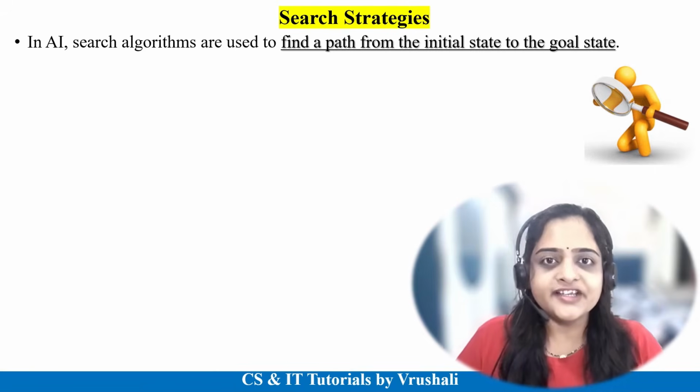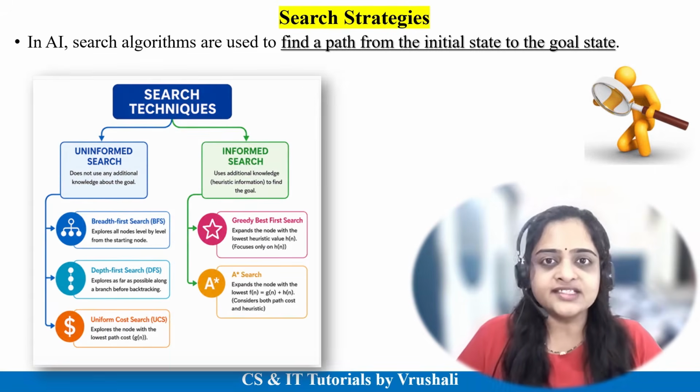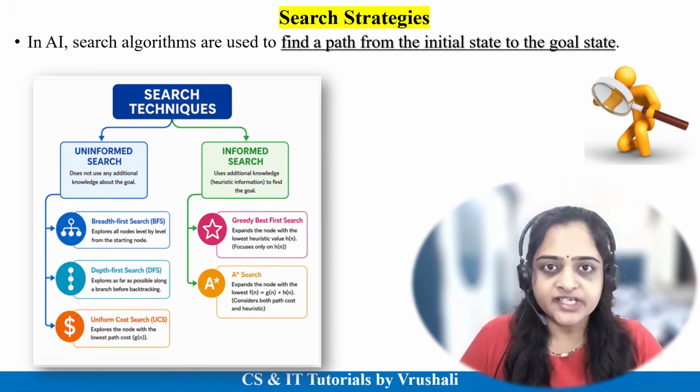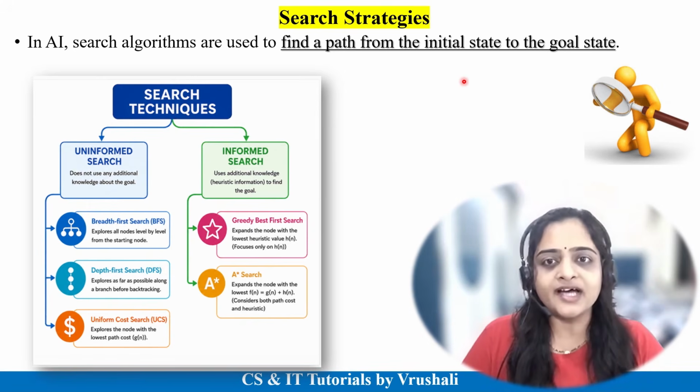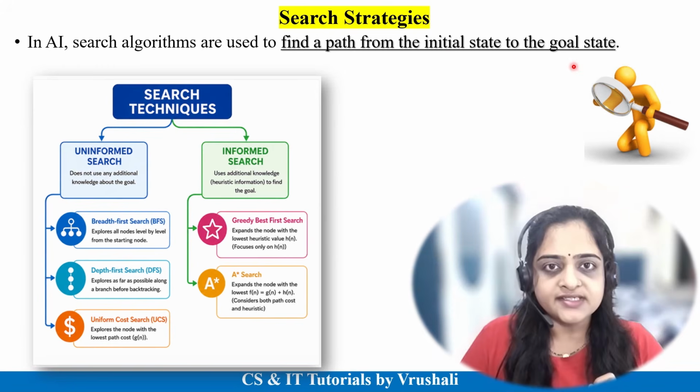Now, the first thing is searching strategies, which we have already discussed in our last lecture. In artificial intelligence, there are two types of searching techniques: uninformed search and informed search. These searching techniques are used to find the shortest path from the initial state to the goal state.